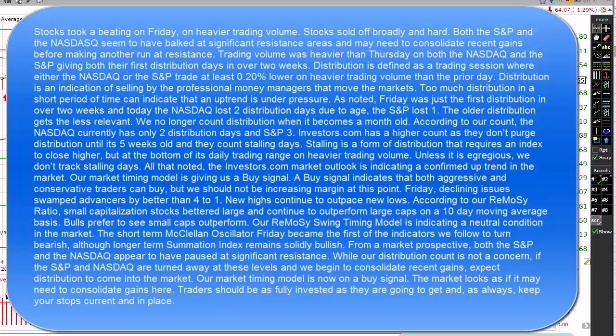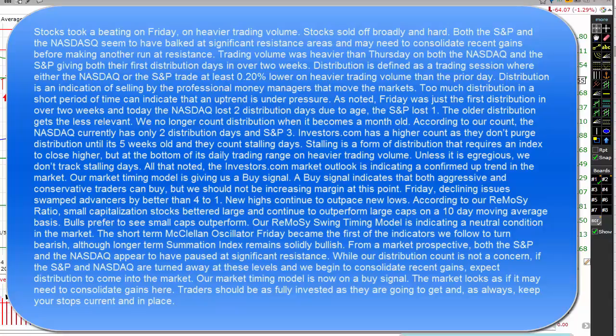Trading volume was heavier than Thursday, and both the NASDAQ and the S&P gave us their first distribution days in over 2 weeks. Distribution is defined as a trading session when either the NASDAQ or the S&P trades at least 0.2% lower on heavier trading volume than the prior day. Distribution is an indication of selling by the professional money managers that move the markets. Too much distribution in a short period of time can indicate that an uptrend is under pressure.